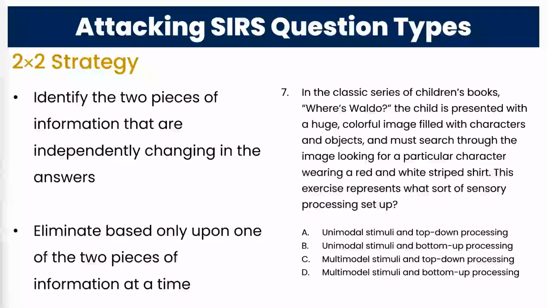So let's deal with the stimuli first in this Where's Waldo example. In the classic series, Where's Waldo?, we're looking at a huge colorful image, looking for a particular character wearing red and white. This exercise represents what sort of sensory process is being set up. So what sense am I using to look for Waldo? Am I using one sense or multiple senses? One sense, I'm using vision.